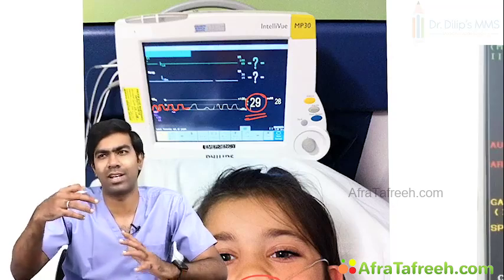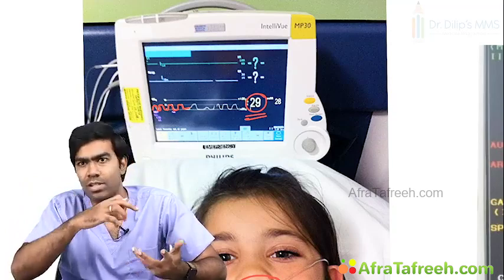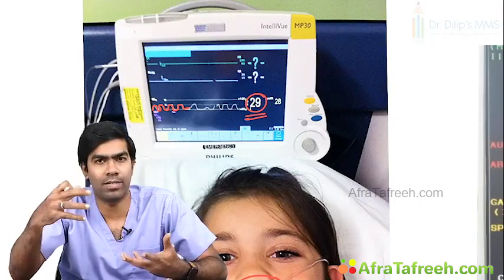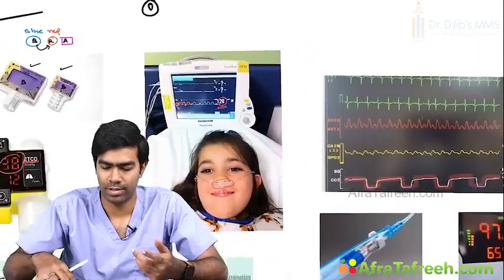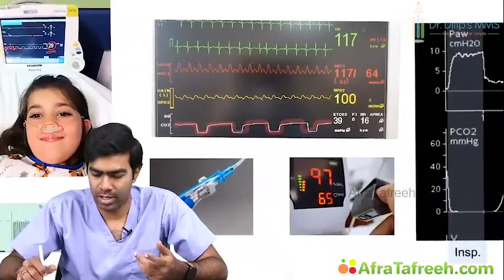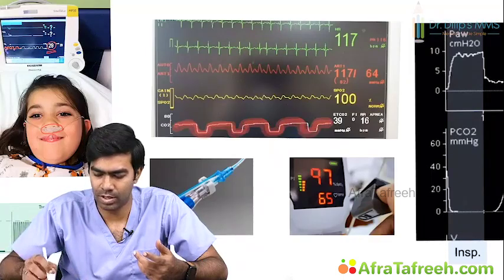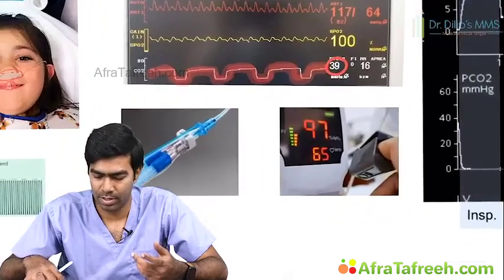So EtCO2 devices are available in multiple shapes and multiple types, but very commonly what we use is the colorimetric and the endotracheal tube connecting devices. That's what I have shown. So that is what is going to be commonly used in practice. And this is again real-time carbon dioxide monitoring where you can see the EtCO2 curves, and here the EtCO2 is 39 in this particular patient.